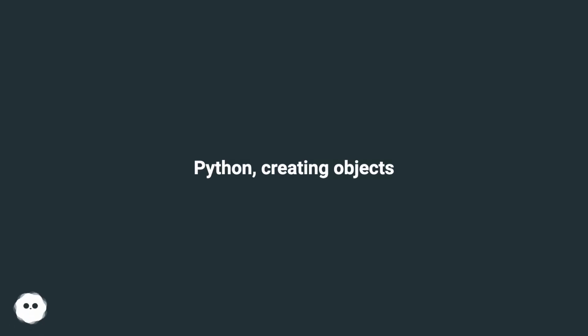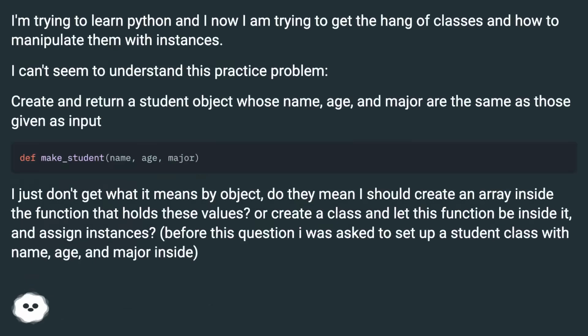Python, creating objects. I'm trying to learn Python and I am trying to get the hang of classes and how to manipulate them with instances. I can't seem to understand this practice problem.